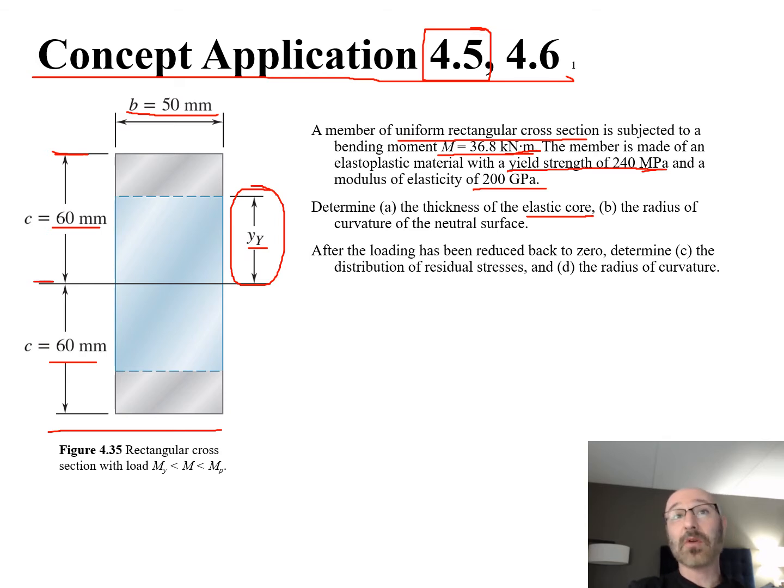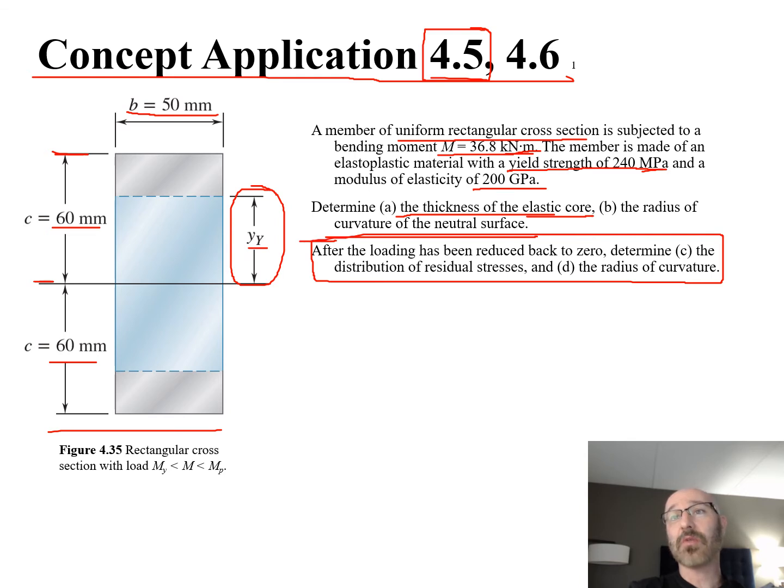So for the first part, for application 4.5, they asked us to solve for two things. They want us to determine a, the thickness of the elastic core, and b, the radius of curvature of the neutral surface. So we want to find both of those. We'll solve for each of those separately. And then as we move on to the second part, 4.6, after loading has been reduced back to 0, they want us to again go through and determine part c, the distribution of those residual stresses, just like we've seen in a couple of previous slides.